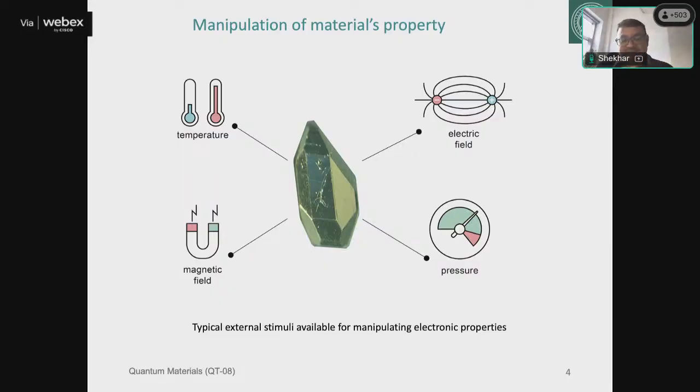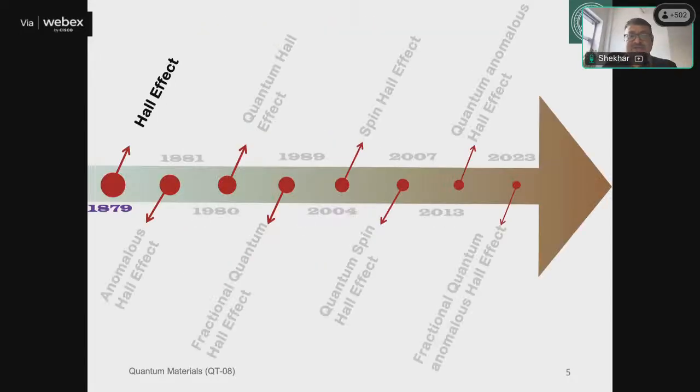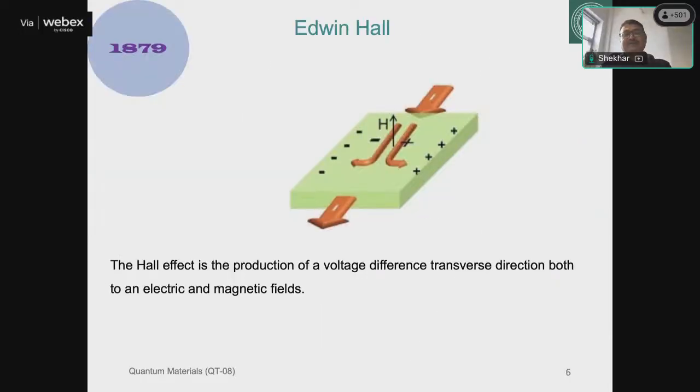But how do we change this quantity? We have many parameters to change. We can change the electric field, temperature, pressure, we can even change the magnetic field. But especially in Hall, we change only the magnetic field and measure the voltage. So first, we're going to talk about the Hall effect. What is the Hall effect?